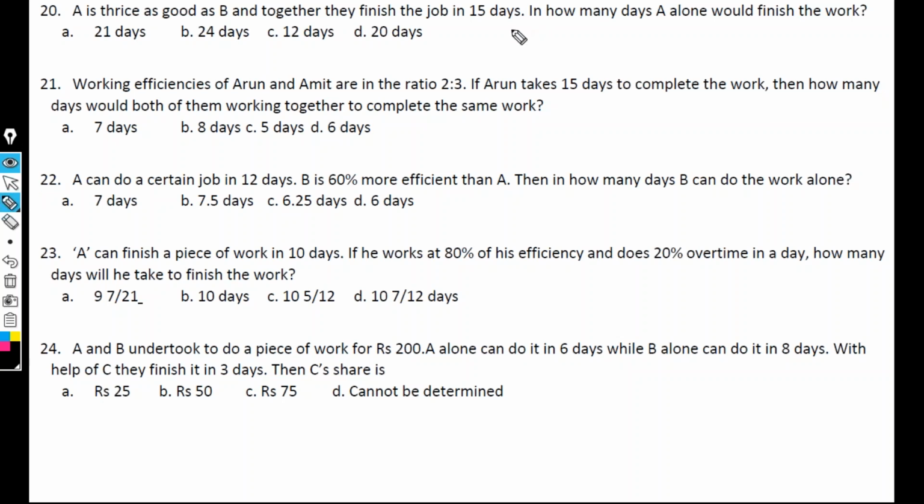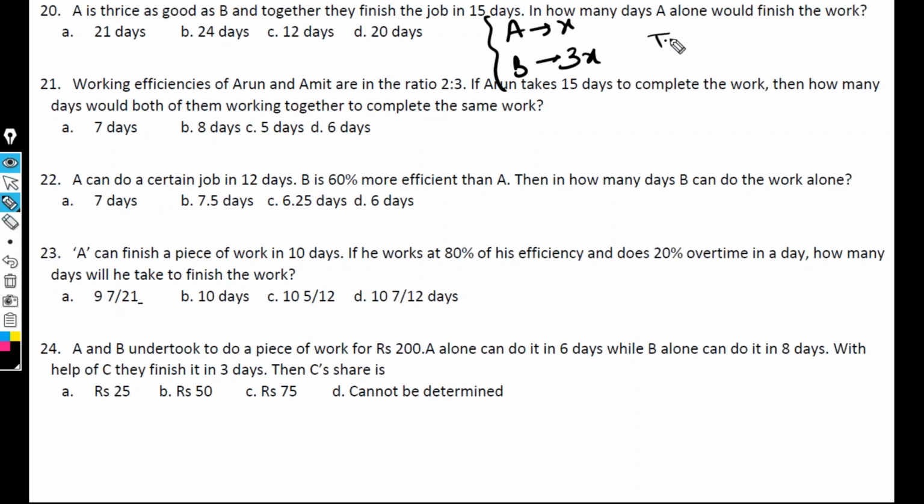It is given to me A is thrice as good as B. So can I say if A takes x days to complete the work, B will take 3x days to complete the work? Is this part clear, guys? If A takes x days, B takes 3x days to complete the same work. So this is the meaning of A is thrice as good as B.